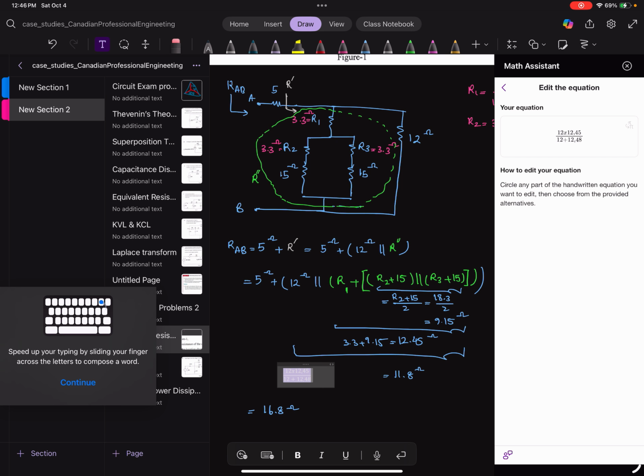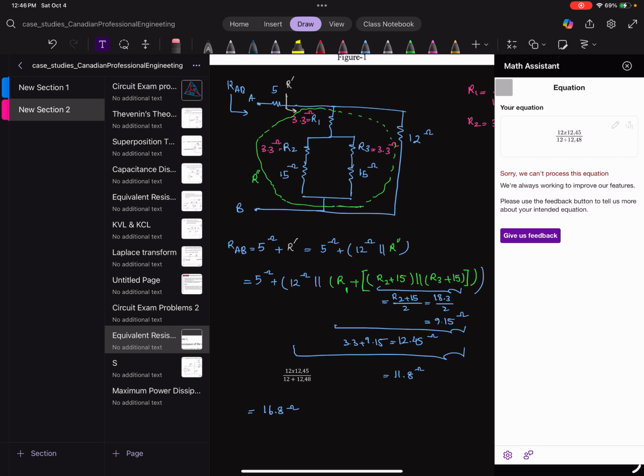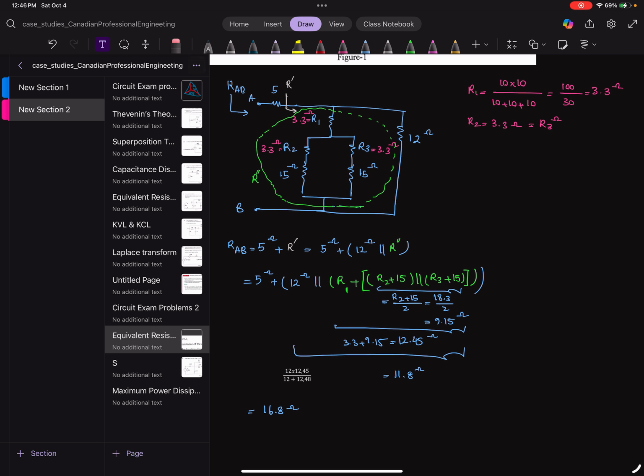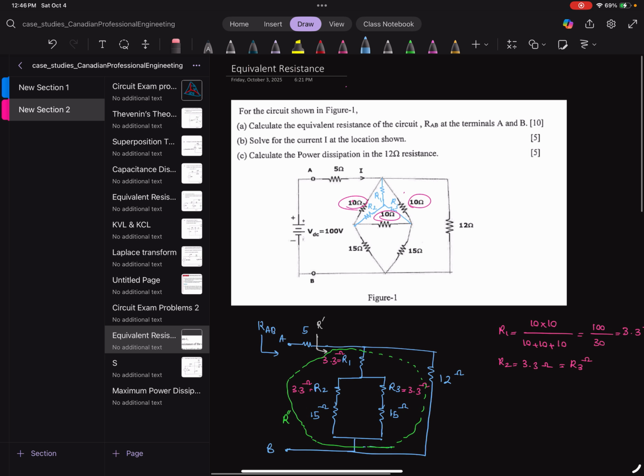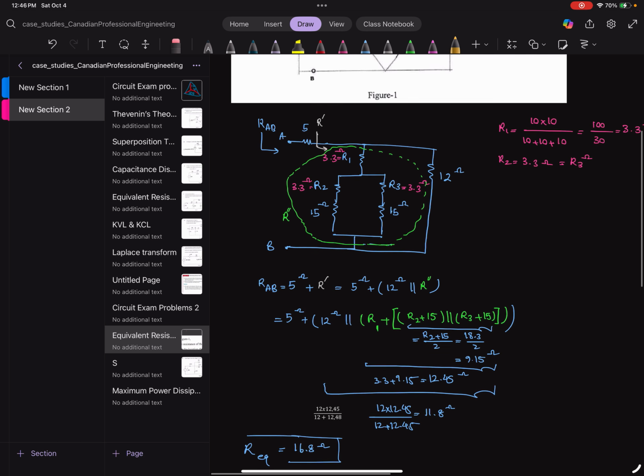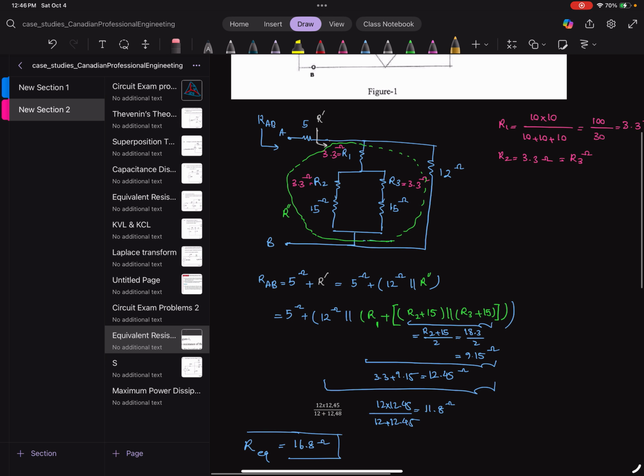Okay, never mind. Forget about it. So we can say 12 multiplied by 12.45 over 12 plus 12.45. Okay, so this is our total equal resistance. Then it says solve for the I at the location shown. How do we find I?